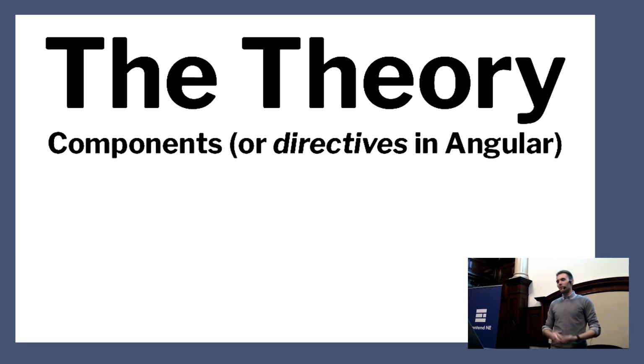Anyway, so then I sat down and I came up with the delicious theory of the ideal world and how we would migrate this stuff. And really it all boils down to components, or in Angular they're referred to as directives, but for the sake of this talk, they're effectively equivalent. So I'll probably use the word component, but if you're in Angular land, you convert that to be a directive.